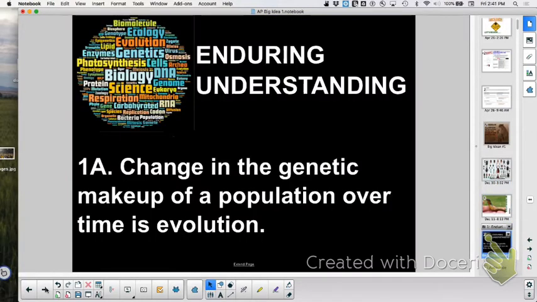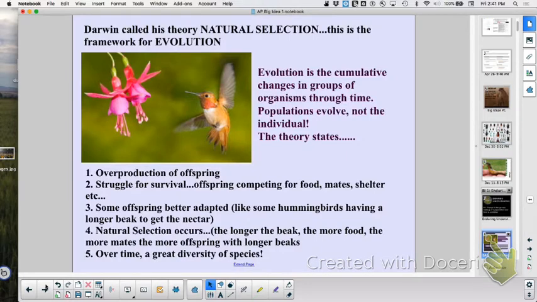Okay, based on that, let's do enduring understanding 1A. This is underneath this big idea. Change in the genetic makeup of a population over time is evolution. If you're taking notes, I wouldn't bother typing all that out. I would write big idea 1, and then underneath that I'd put EU1A, because you have a list of them. I would just print them out to look at. So change in the genetic makeup of a population over time is evolution. We've talked about that. But first thing is natural selection.